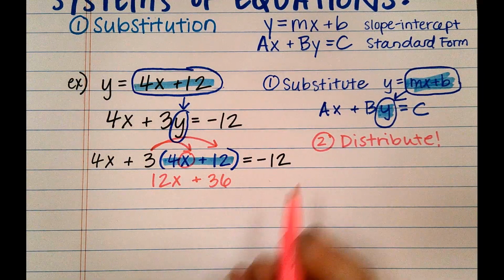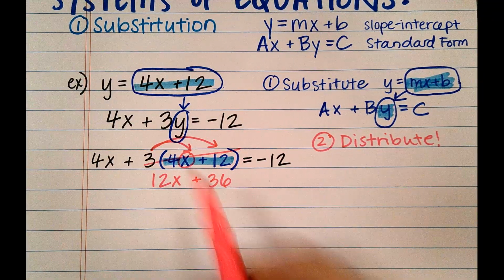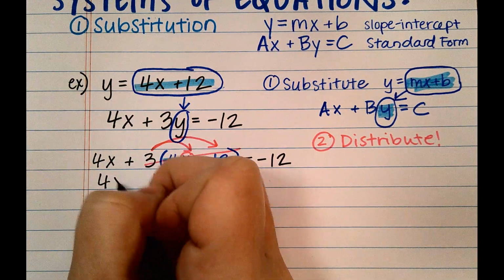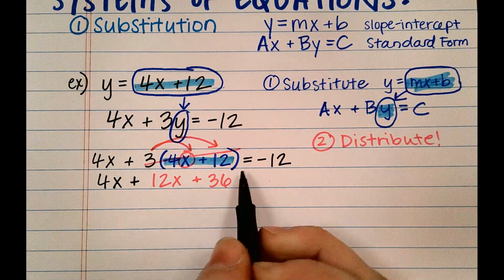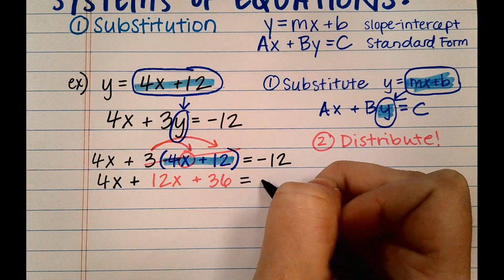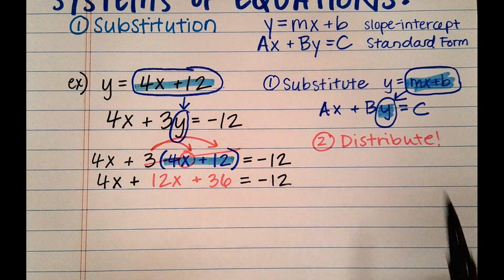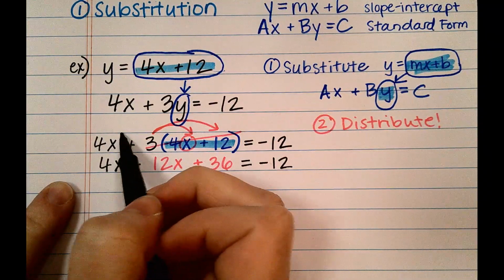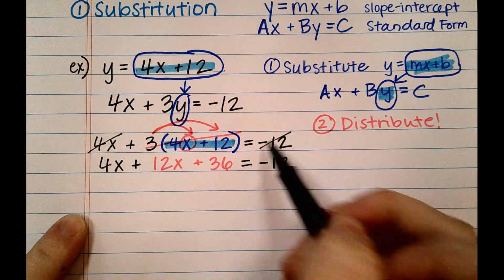Then you bring your 4x plus down. Bring down 4x plus. Equal sign of negative 12. Good. Bring down the rest. Equal sign. Negative 12. You add your x's together. So here, let me cross off things that I brought down so I don't get mixed up.